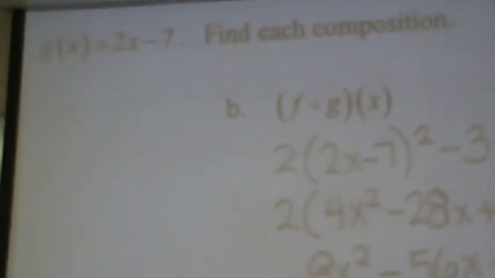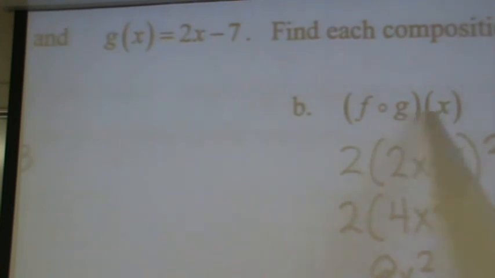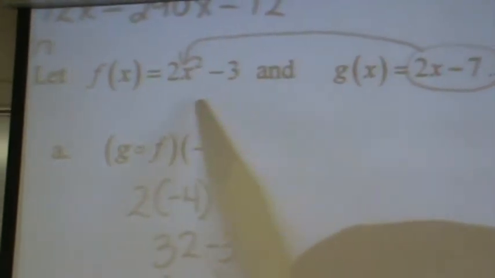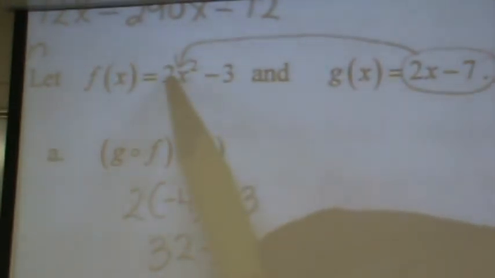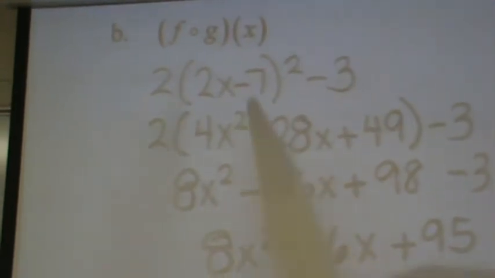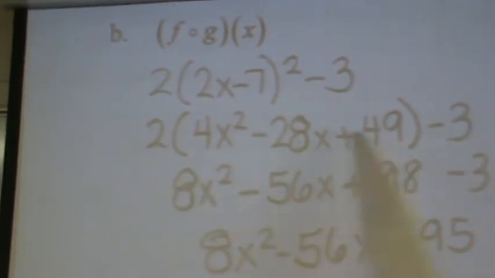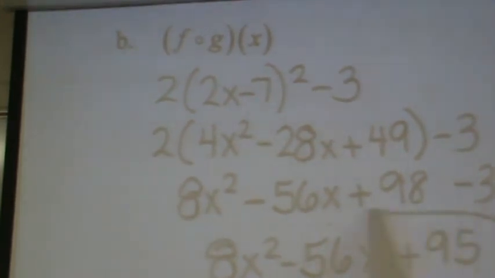For B, you guys struggled with this. You gotta take the G function, because it's closest, and you're gonna plug it into F. So, in other words, it's 2x minus 7 squared, then you multiply that by 2, and then subtract 3. The answer I got, so I squared it first. I got 4x squared minus 28x plus 49. Then I multiplied this all by 2. And then I subtracted 3. And that's what I got for my answer.